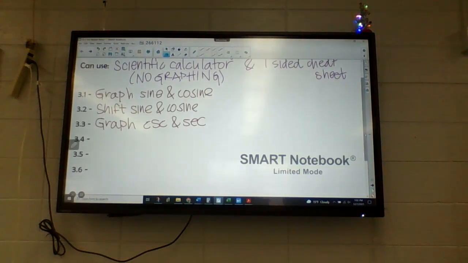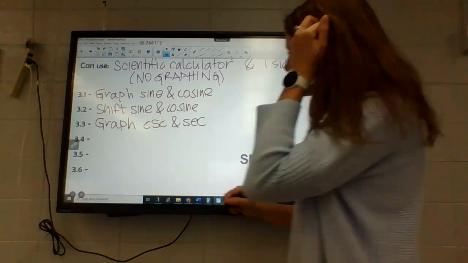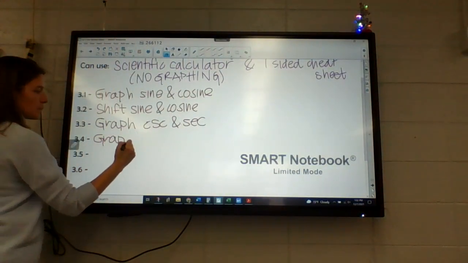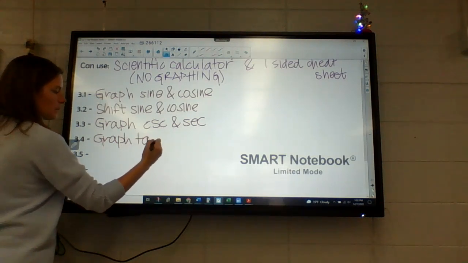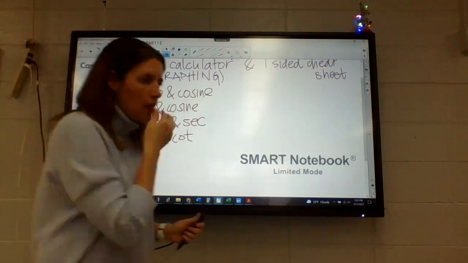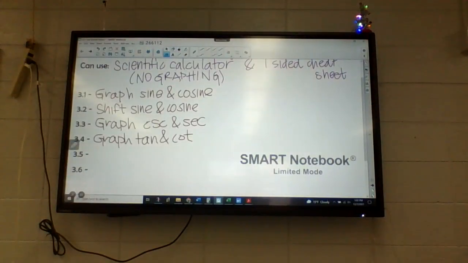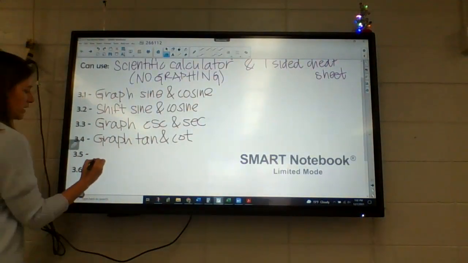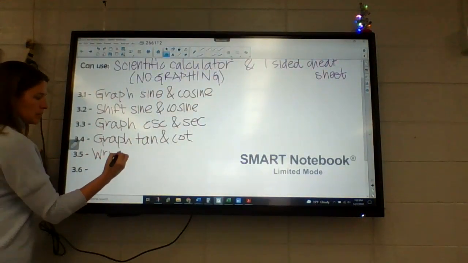Then we graphed tangent and cotangent. Oh, that's when we wrote trig functions. Then we translated over to writing them. This was a tiny section.